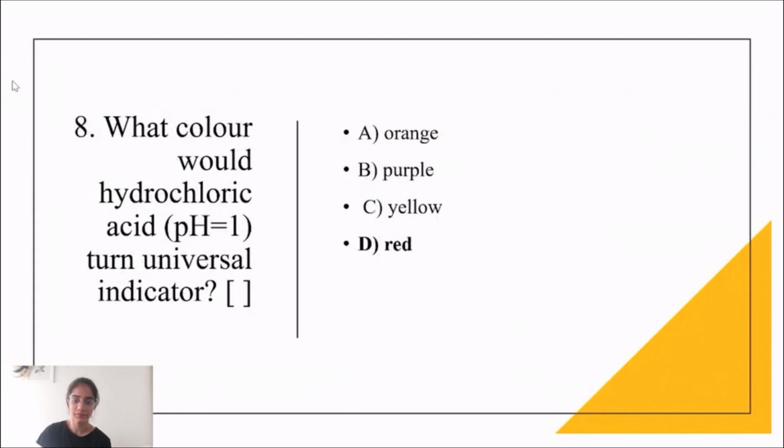Next question. What color would hydrochloric acid of pH 1 turn universal indicator? Universal pH indicators are made of a variety of chemicals. They turn pinkish reddish in acidic solutions and purplish in basic solutions. Hence, since the pH is 1, it is acidic, and in acidic mediums it will turn red. The answer is D, red.